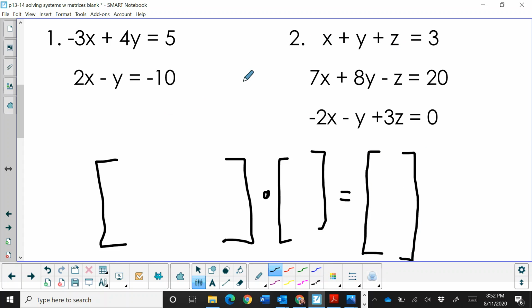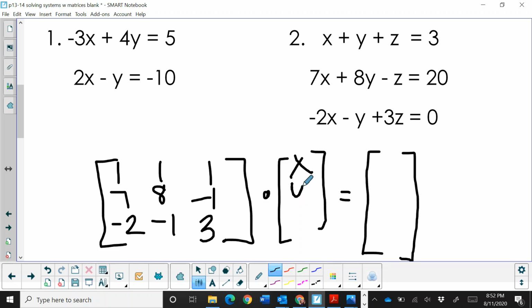So our variable matrix, because we're in order x, y, z, I don't have to move anything around. So I'm just going to write my first row as 1, 1, 1, 7, 8, negative 1, negative 2, negative 1, positive 3. So there's the coefficient matrix. The variables, what order are these in? X, Y, and Z. And then our constant matrix, which is 3, and 20, and 0.